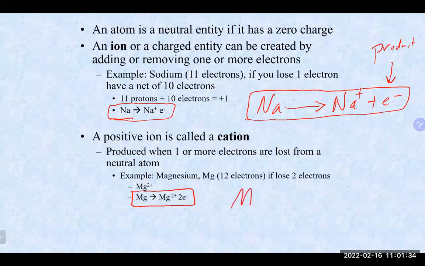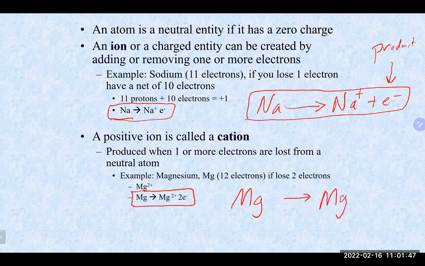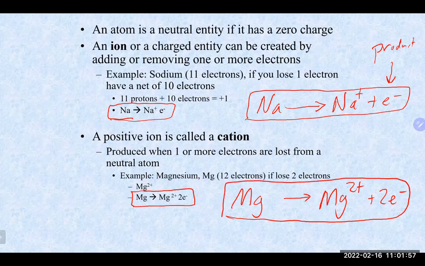So if we start with magnesium that has no charge, it again should have 12 protons and 12 electrons. Magnesium actually will give away 2 electrons. And when it does, we will result with a magnesium with a +2 charge, and we will have 2 electrons that are given off. So again, this is sort of an equation way of showing the formation of a cation. Whenever you're forming anything that's positive, the electron should end up on the right-hand side of the arrow, or the product side of the arrow, again, to indicate that it is being given off. Any questions on that there?